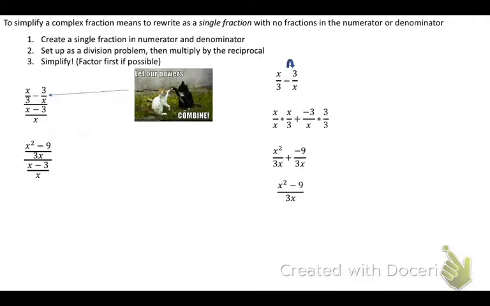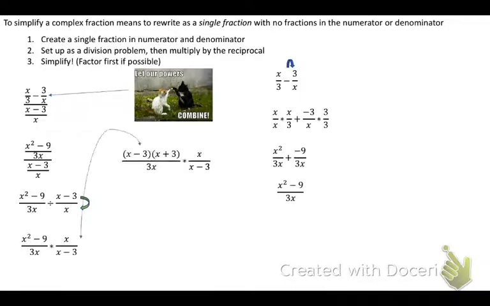And then I can write this as a division problem. So x squared minus 9 over 3x divided by x minus 3 over x. Flip that, and I have x squared minus 9 over 3x times x over x minus 3. And that x squared minus 9 factors to be x minus 3 and x plus 3. Now those x minus 3's cancel, those x's cancel, so I'm left with x plus 3 over 3.